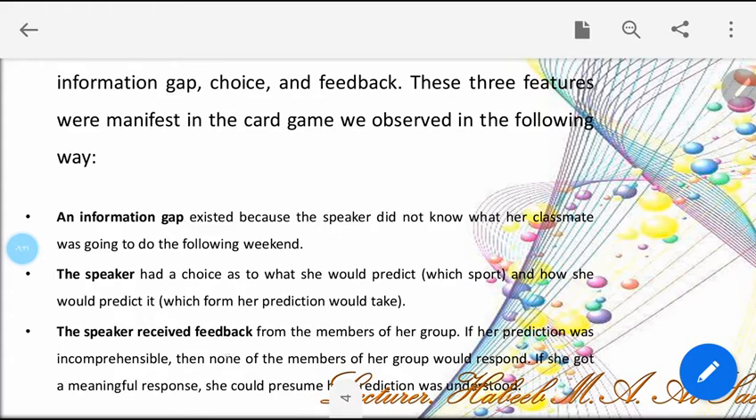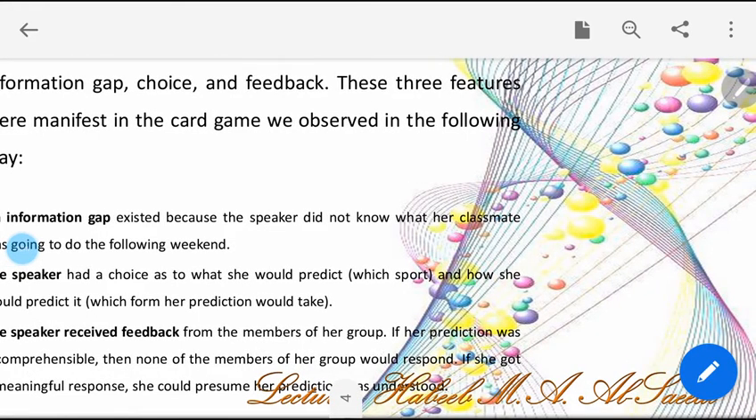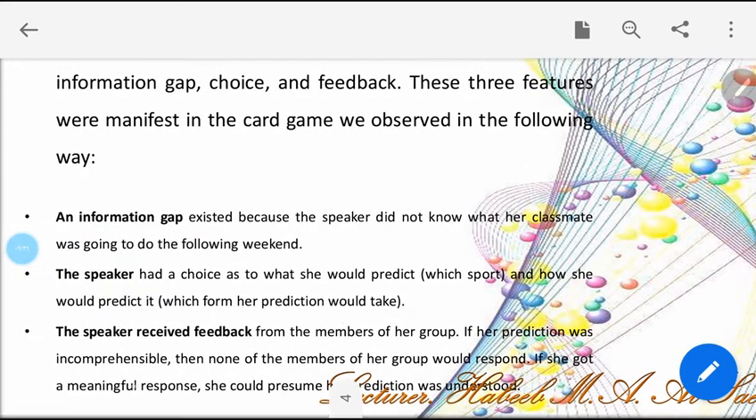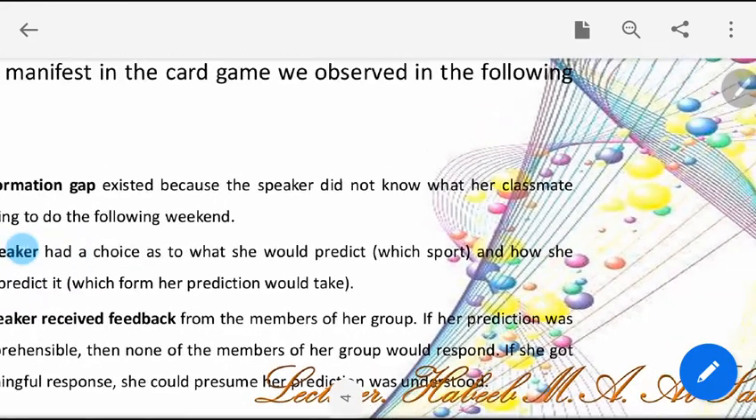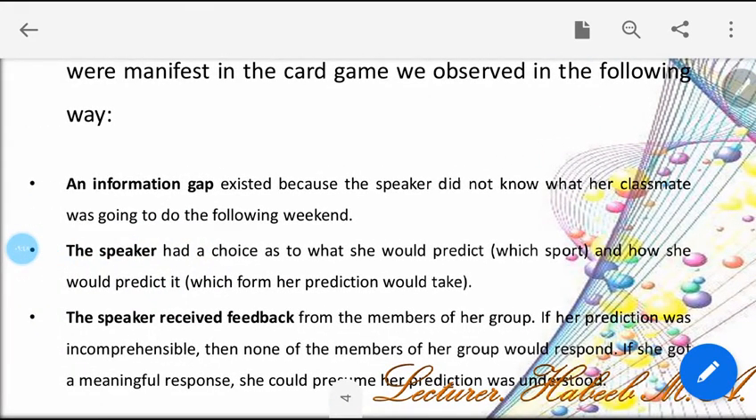The third, the speaker receives feedback from the members of her group. If her prediction was incomprehensible, then none of the members of her group would respond. So here the person who predicts will receive what? Feedback from the other group members. If his or her prediction was incomprehensible, he will not receive any response, if the production was not meaningful.